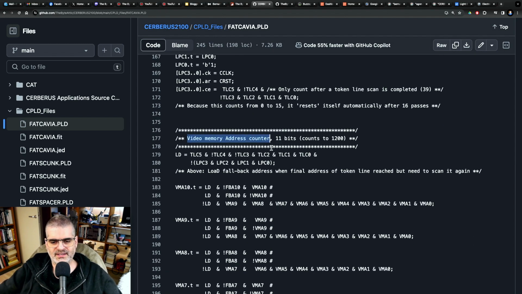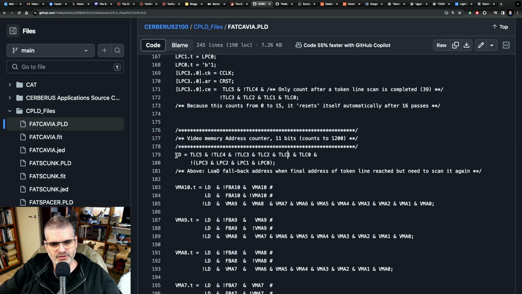So what have we counted so far? We've counted the token line. Each token line has 40 characters, so we have to count to 40. We have to pass over each token line 16 times, so we have to count to 16. But we also have to increment the video memory address in order to scan the video memory. So we need yet another counter, this one with 11 bits, because we are counting to 1200. There are 40 times 30 characters, in other words, 1200 characters. So we need to count from 0 to 1199 for each frame.